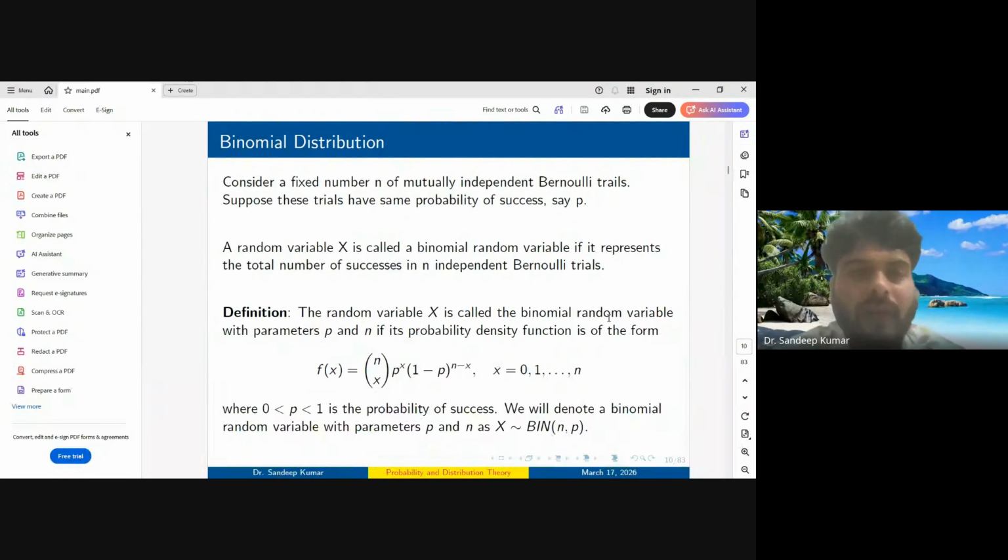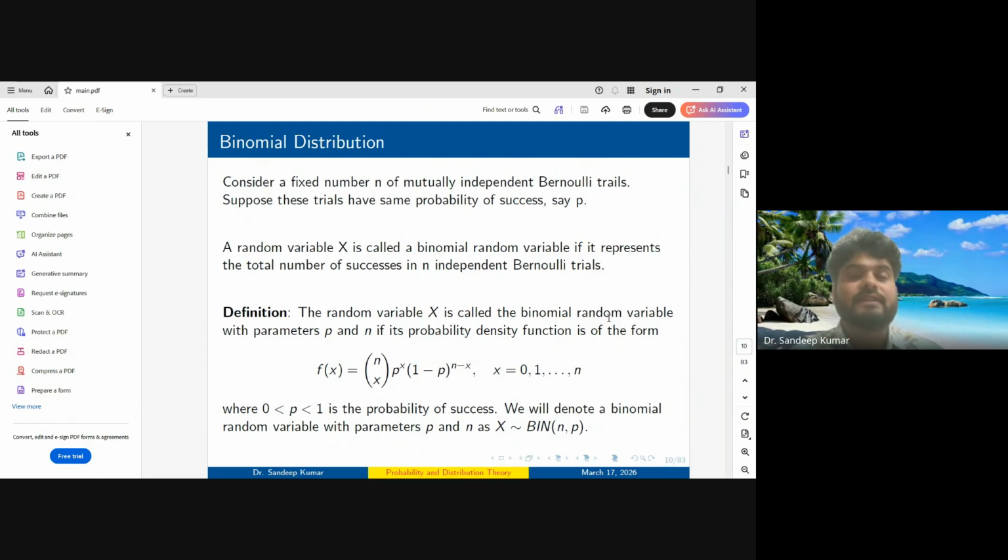Next is the binomial distribution. Mondalsal has already discussed the binomial distribution and Bernoulli distribution. Basically, binomial distribution is a fixed number of mutually independent Bernoulli trials. That is, mutually independent Bernoulli trials means the sum of Bernoulli trials. Here, Bernoulli trials means only values 0 and 1. So, the sum of Bernoulli trials.